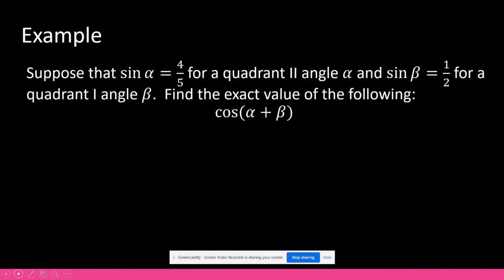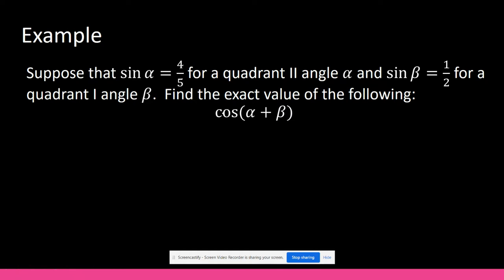All right, here's the last type of problem. It says, suppose that the sine of alpha equals 4 over 5 for a quadrant 2 angle alpha, and the sine of beta equals 1/2 for a quadrant 1 angle beta. Find the exact value of the following. Cosine of alpha plus beta. We're going to do the cosine, we're going to do the sine, and we're also going to do the tangent. So we're using this exact same thing. We're going to do it 3 times.